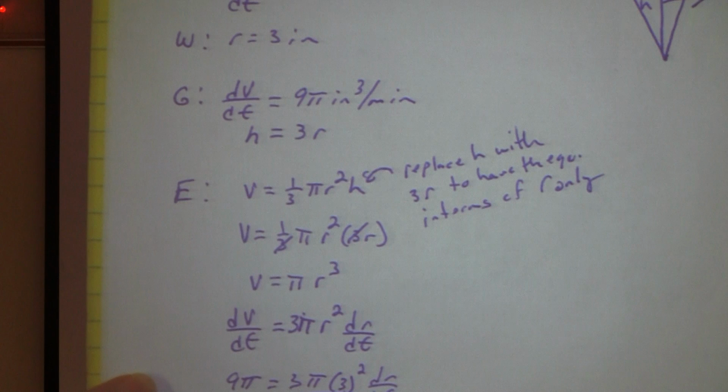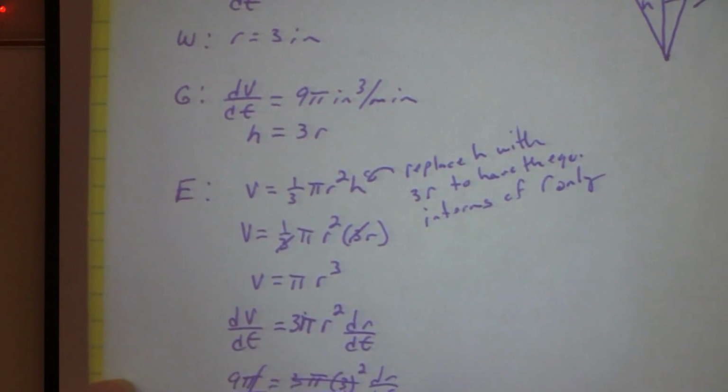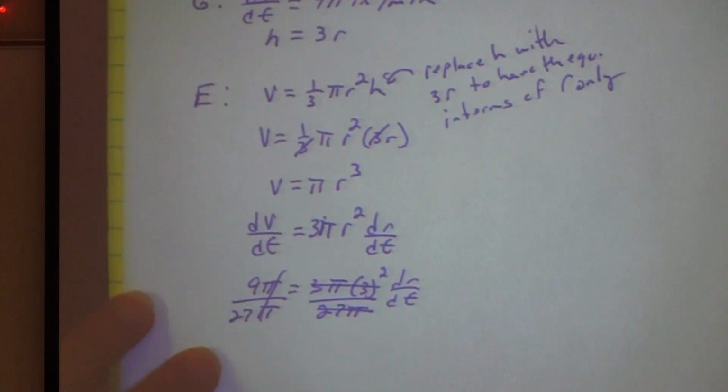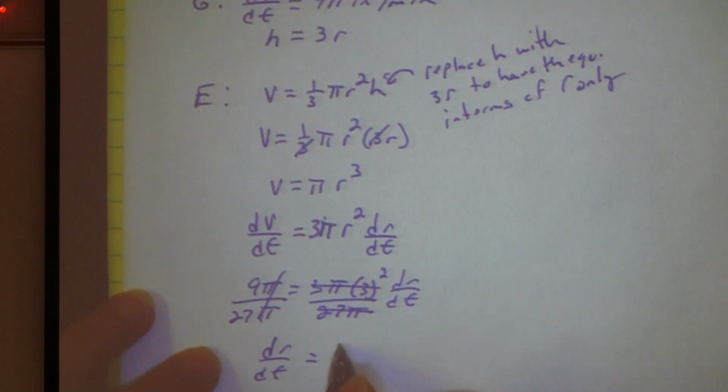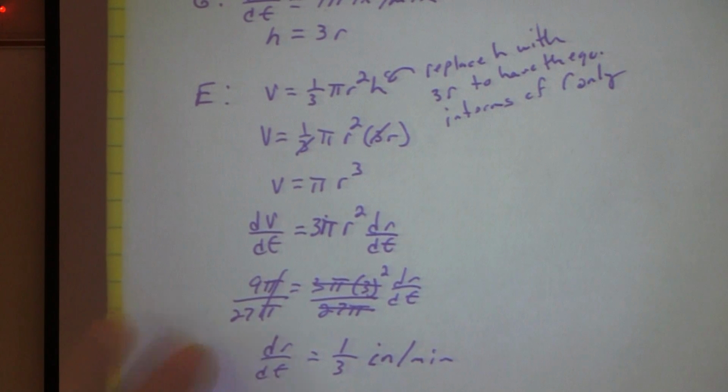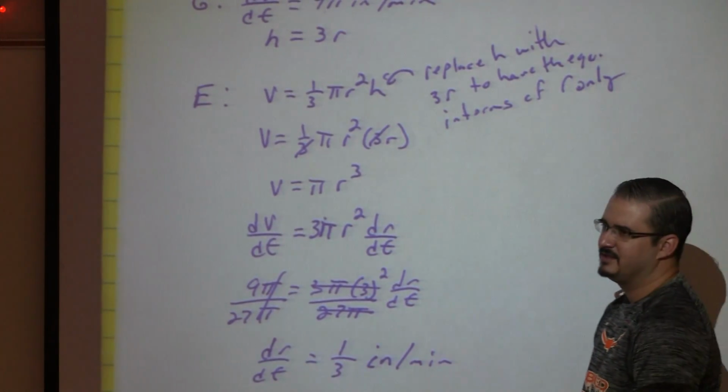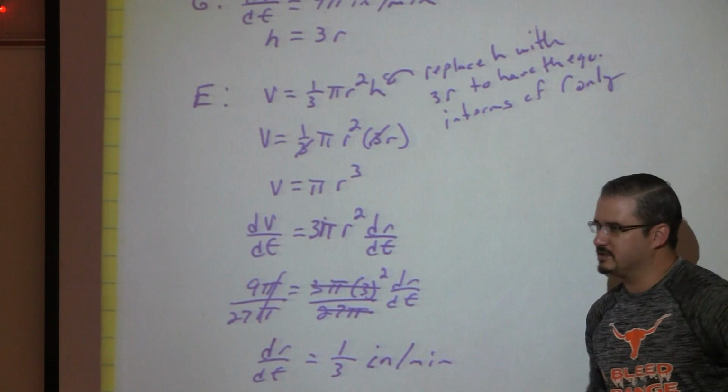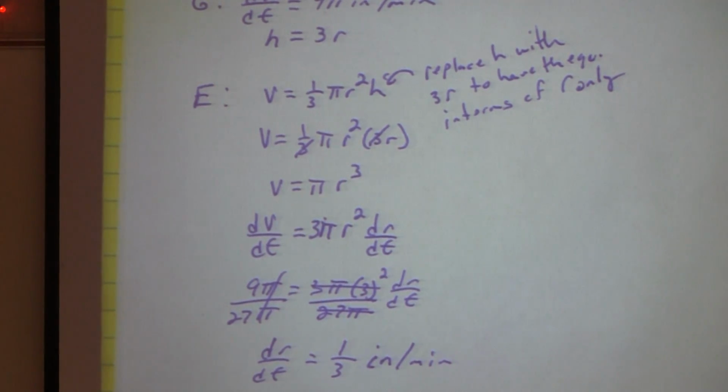27. So all we have to do is divide by 27 pi, right? The pi's are gone, and what's 9 over 27? 1 over 3. What units? Inches cubed? Oh wait, no. Just inches per minute? Yeah. Why not inches cubed? You're not finding it. We're not finding volume, right? It's just the radius, the length of the radius. And what is that radius?